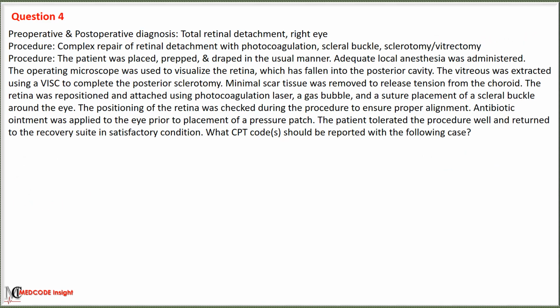Preoperative and postoperative diagnosis: total retinal detachment, right eye. Procedure: complex repair of the retinal detachment with photocoagulation, scleral buckle, sclerotomy, vitrectomy. The patient was placed, prepped and draped in the usual manner. Adequate local anesthesia was administered.